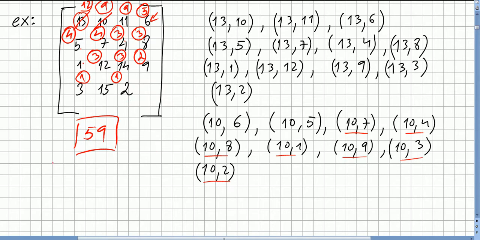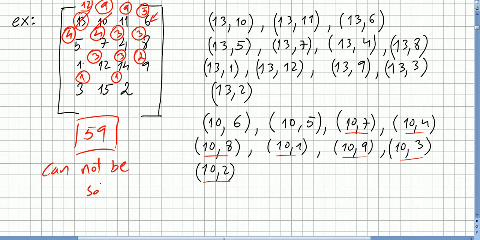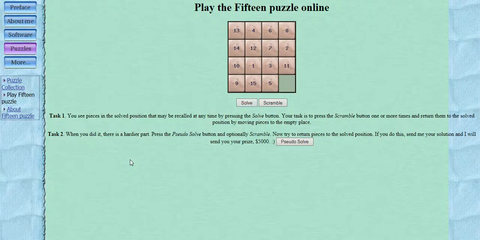So again, this one cannot be solved because there is an odd number of inversions. So you can go back to this application, play the 15 puzzle, scramble, you see, and check that all these ones, since they all are solvable, they all have an even number of transpositions, otherwise they are impossible to solve.